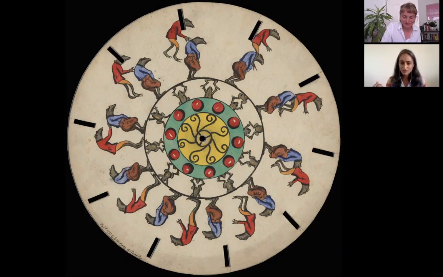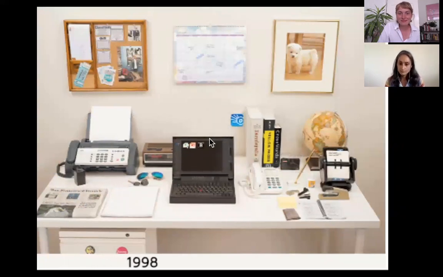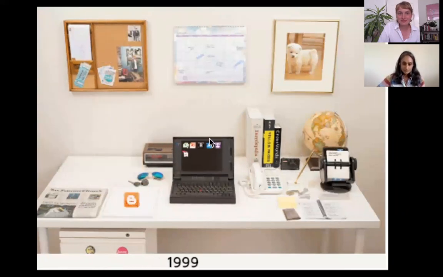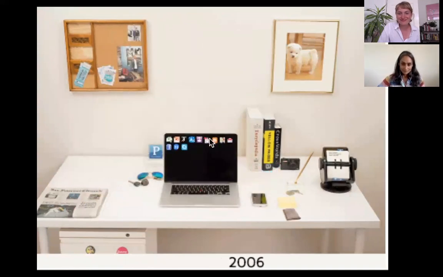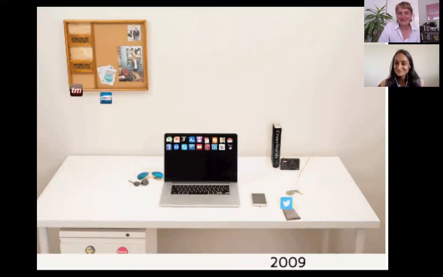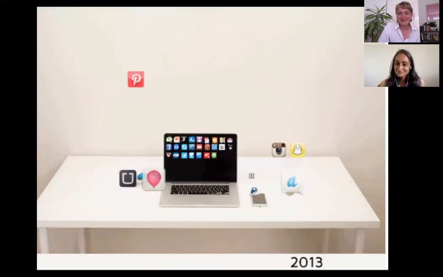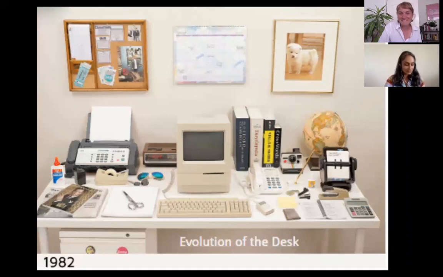I also like the playfulness of these pre-cinematic devices. So yes, this is what I wanted to show you because I love this. Let's see if it will play. You get the idea.